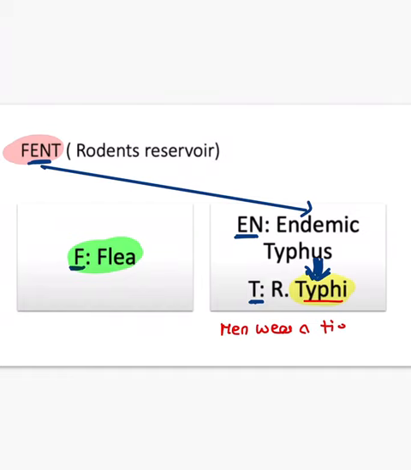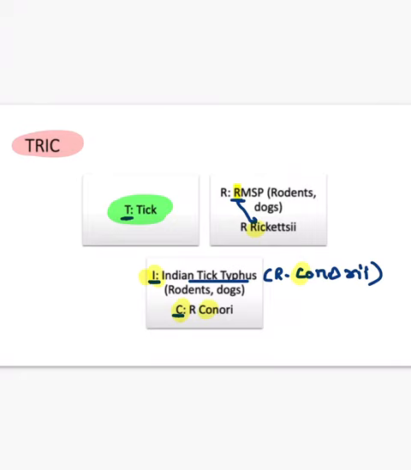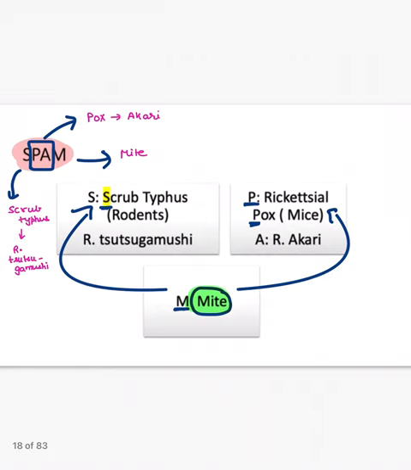Now coming on to the TRI organism, that is Rickettsia: Rocky Mountain spotted fever by Rickettsia rickettsii, and Indian tick typhus by Rickettsia conorii. Now coming on to the next one, that is the PSM part, or you can remember it as SPM. Scrub typhus is by Orientia tsutsugamushi, and rickettsialpox is by Rickettsia akari, that is by mite.